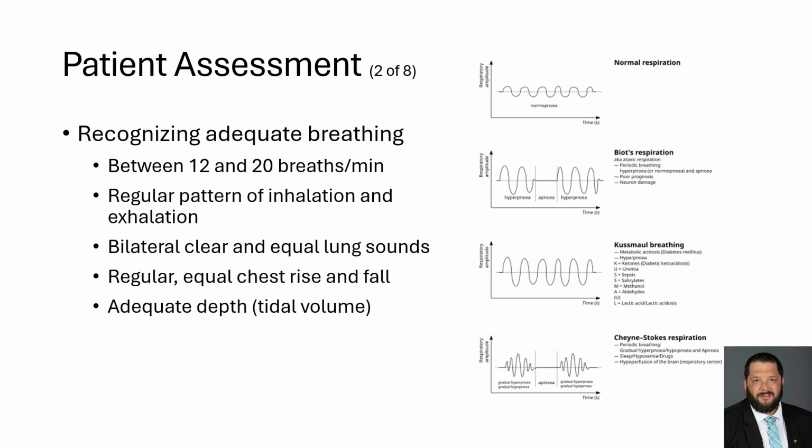We should see regular, equal rise and fall of the chest bilaterally. This can be assessed by placing your hands along the lateral sides of the patient's chest wall, and you can feel the chest expand and contract with each ventilation. And they should have an adequate depth, or tidal volume. The normal breathing should be regular at a rate between 12 and 20 times a minute. They should have adequate depth, and they should have adequate chest rise and fall, equal bilaterally on both sides.